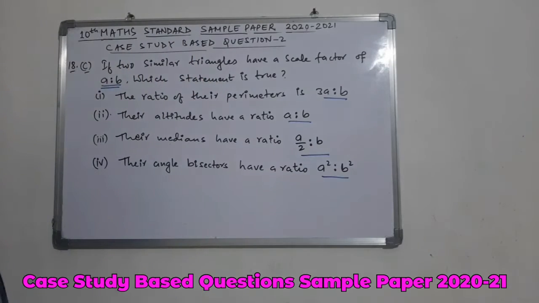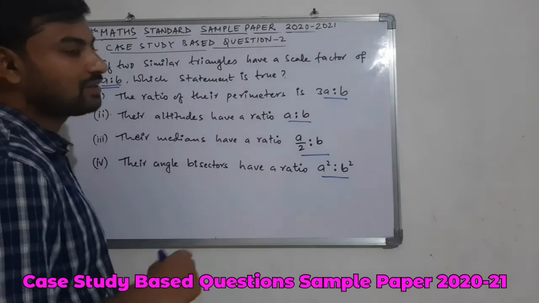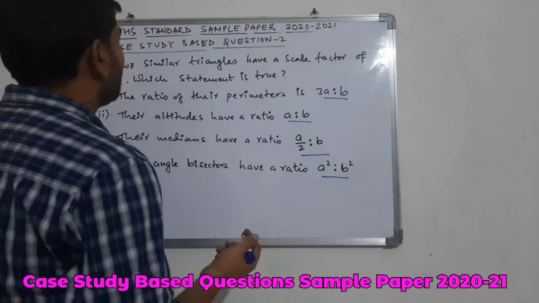Clearly, you must be knowing that when we have two triangles similar, the ratio of their perimeter is same as the ratio of their sides.